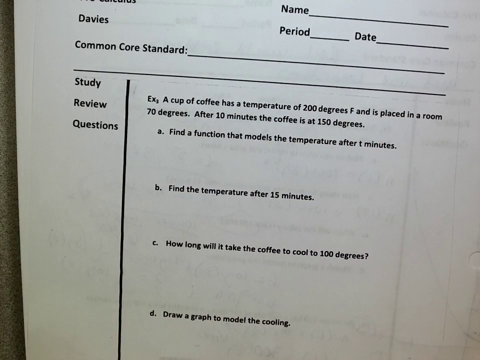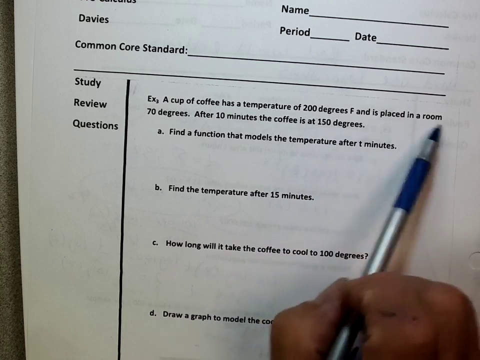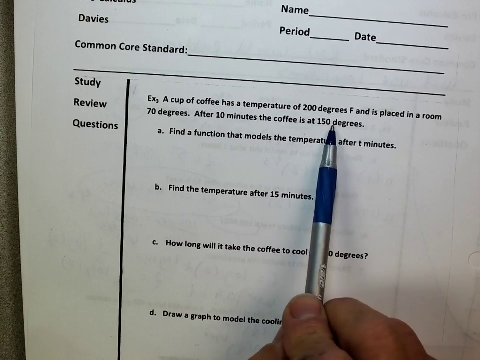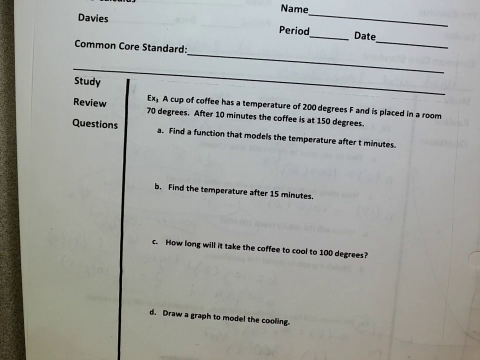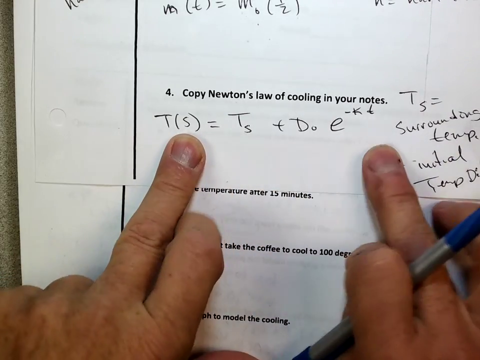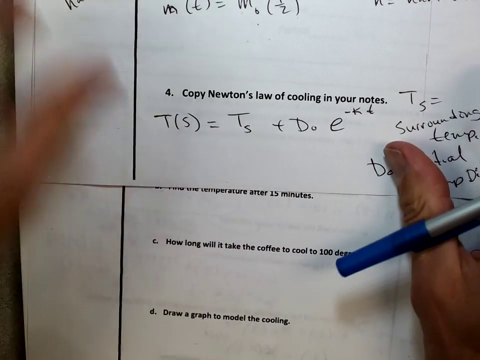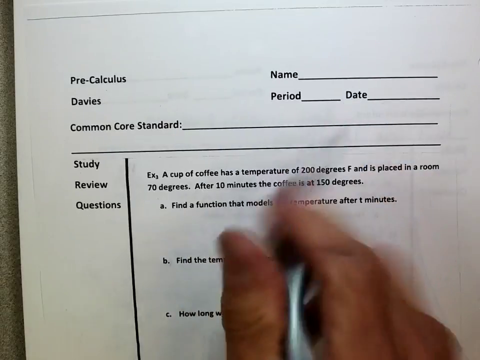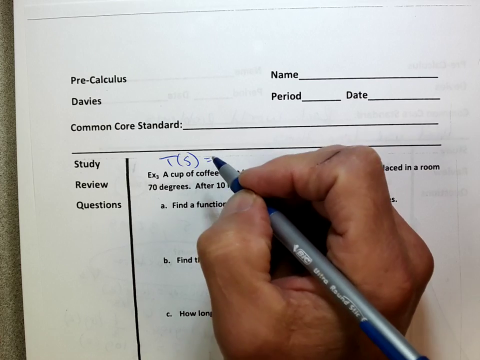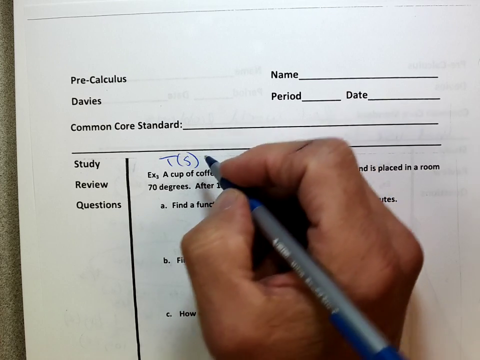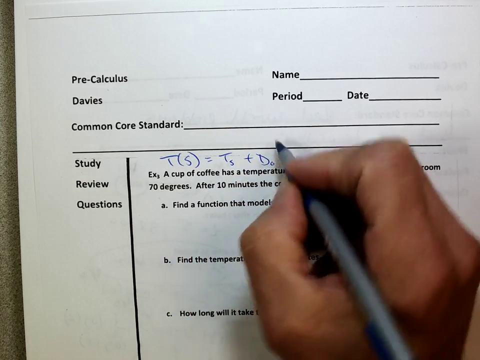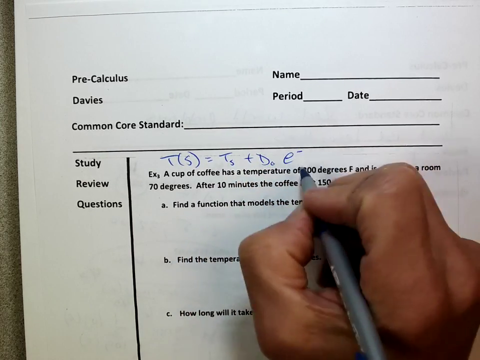A cup of coffee has a temperature of 200 degrees and is placed in a room at 70 degrees. After 10 minutes, the coffee is 150 degrees. First of all, we're probably going to use Newton's law of cooling. Let me write that up here. I'm going to use T of t equals Ts plus D0 e to the negative kt.